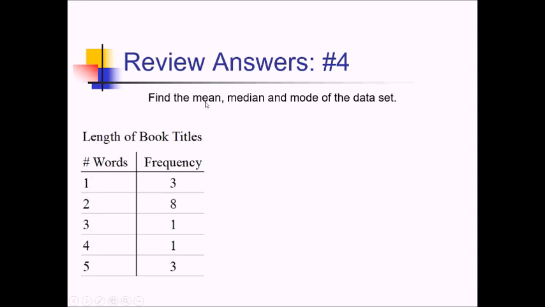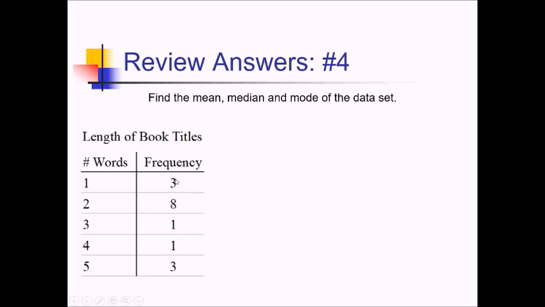So for the mean, we need to add up all the words in all the books, so the sum of the data, and divide it by the number of data items, which again is the number of books. So to do that, first let me figure out how many books we're dealing with, the number of data items. I think that's going to be the easier of the two things to figure out. So we just have to add the frequencies to get the total number of items.